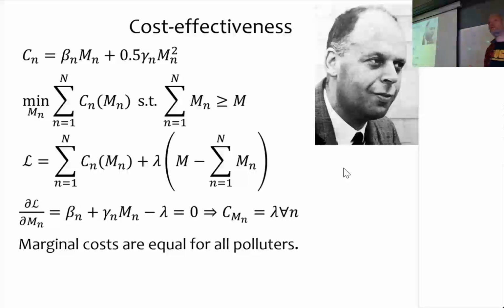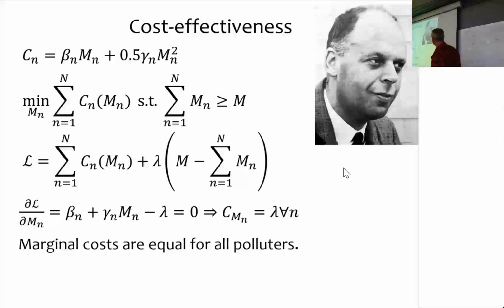Now what we want to do is minimize total cost of emission reduction. So we sum over all companies, all polluters n. But of course we do not want to minimize the cost alone. We want to minimize the cost while meeting our constraint, where we say the total emission reduction, the sum over m n, must be greater than or equal to our target m. So we want to minimize the cost but meet our environmental target.